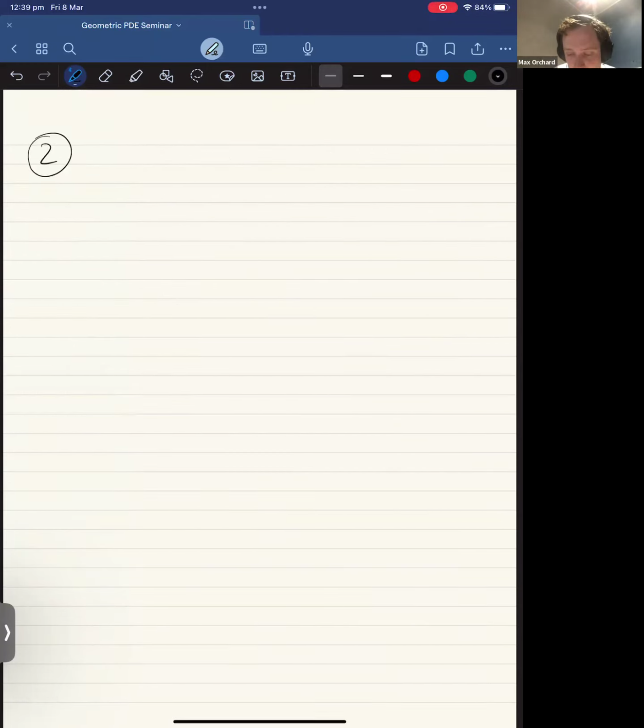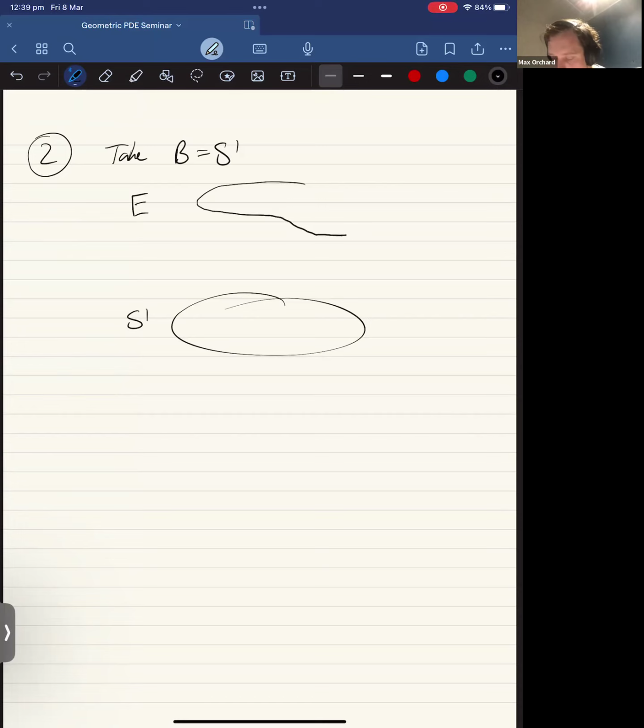Now, another example. I'm going to take the base space to be the circle. And I'm going to have my total space look a little bit weird. It's like two circles on top of each other, but with some sort of twist here.